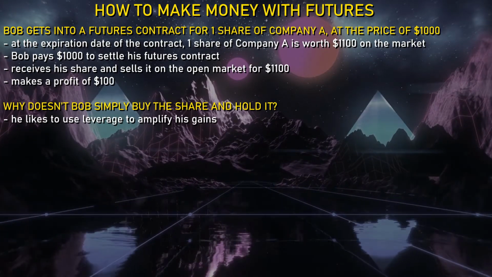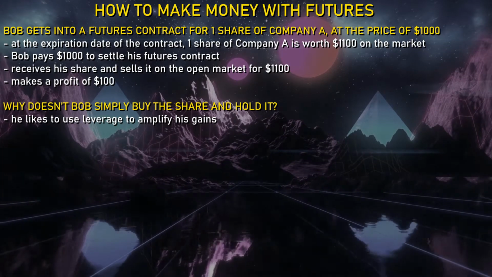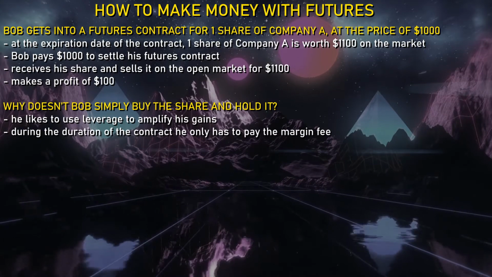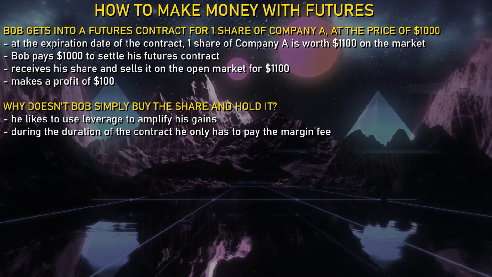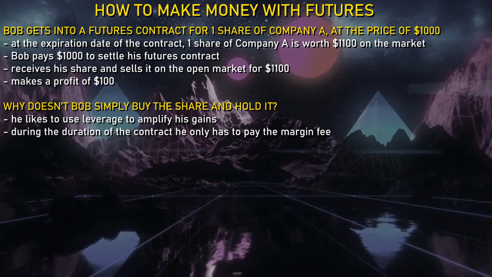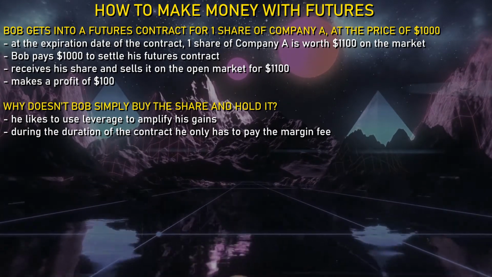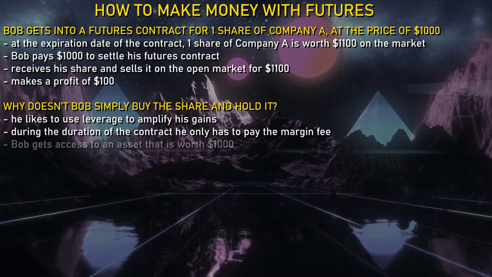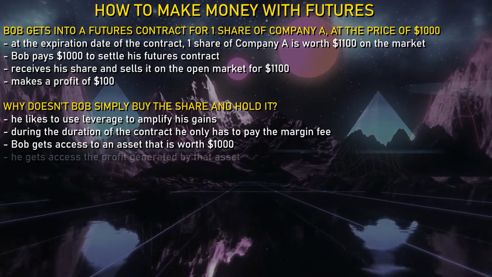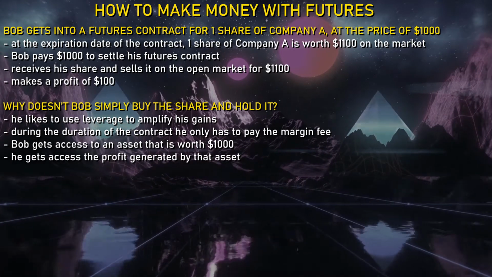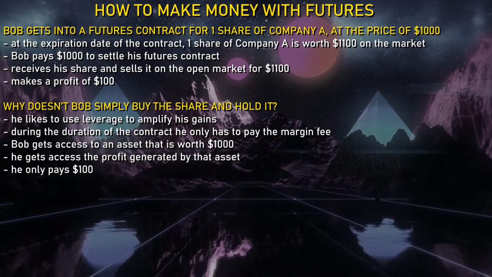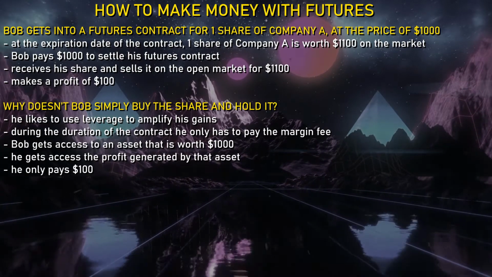Instead of using that $1,000 to buy a share and hold it, Bob buys a futures contract because during the duration of the contract, he only has to pay the margin fee. Depending on the volatility of the market and the asset, the fee will usually be below 10% of the value of the contract. Basically, Bob gets access to an asset that is worth $1,000, he gets access to the profit generated by that asset, but he only has to pay $100 to do that.